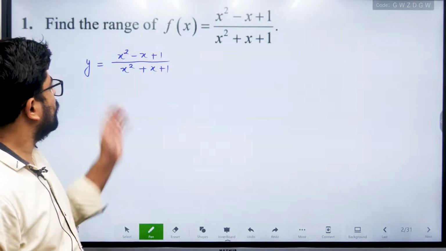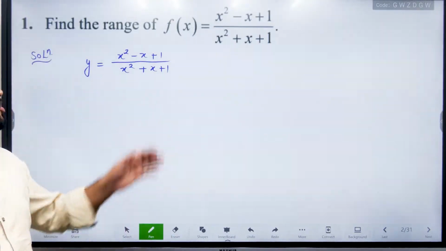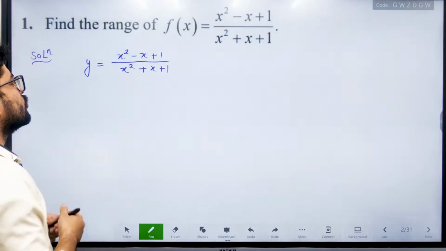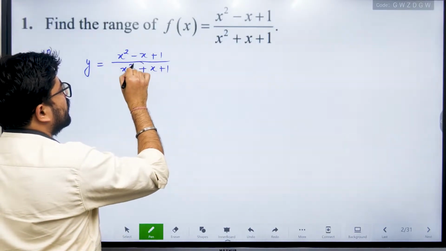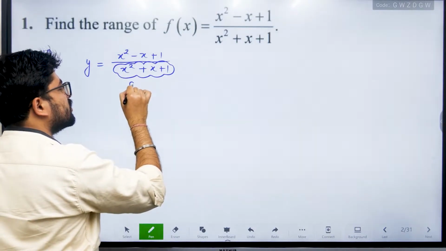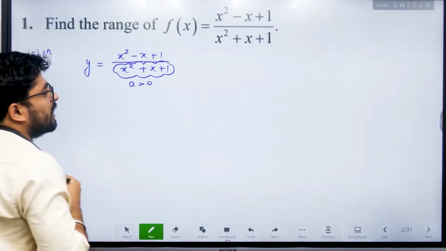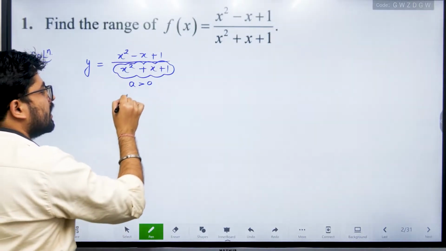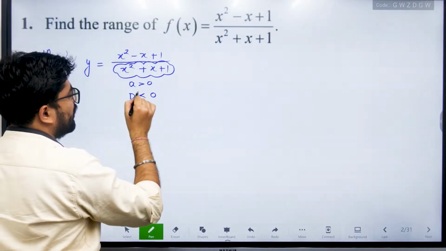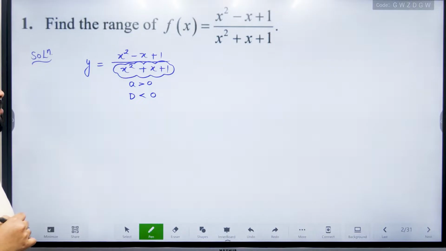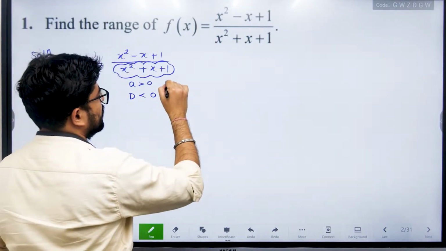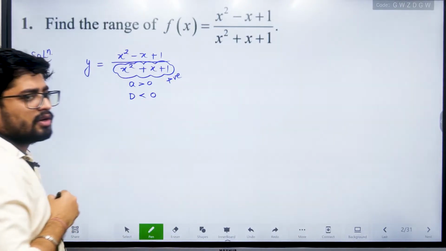Yes. So range means you have to find all the possible values of f(x) whenever x belongs to the domain. Now, if you observe the denominator x² + x + 1, this is a quadratic in which the coefficient of x² is positive 1, and the discriminant D is negative. You can find b² − 4ac, which is 1 − 4, that's −3, which is negative. So a is positive, D is negative, so this expression is always positive.